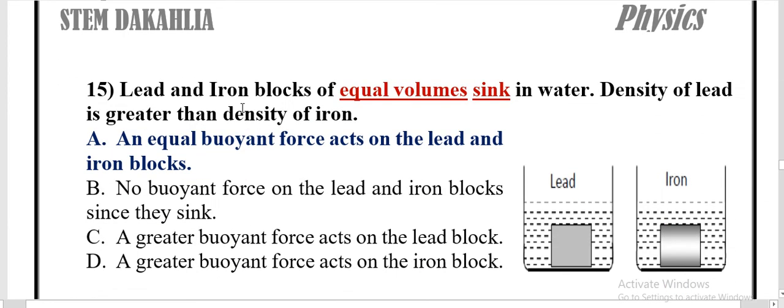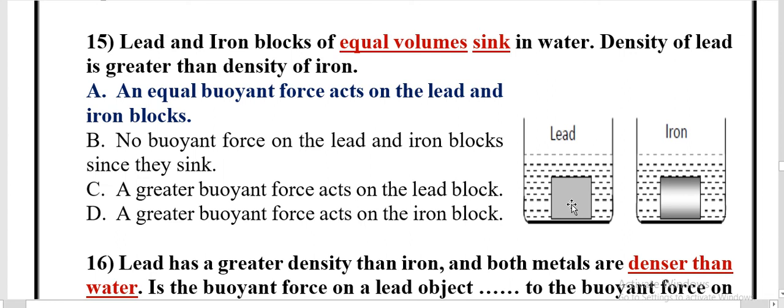Question number 15. Lead and iron blocks of equal volume sink in water. The density of lead is larger than the density of iron. As they have the same volume and they are sunken, they will have an equal buoyant force acting on them. The buoyant force equals rho V g. Rho is the density of the liquid and it doesn't change in the two containers, V is the volume of the block in water, which is the same, and g is the gravity, so the buoyant force is the same.